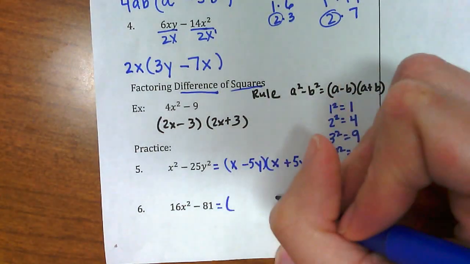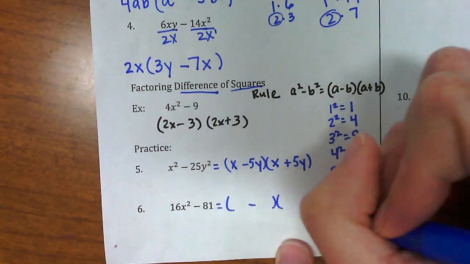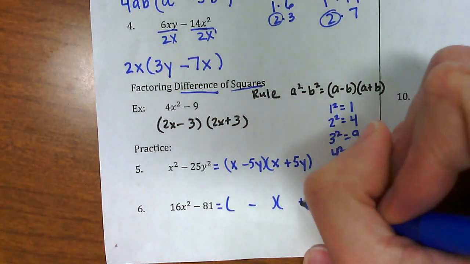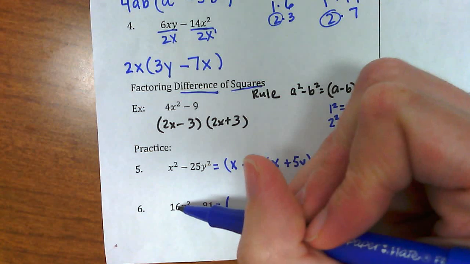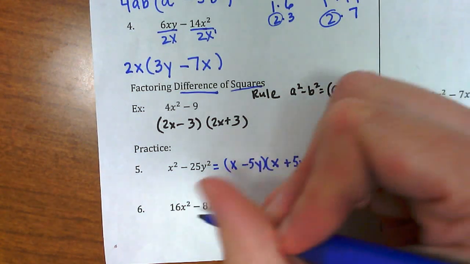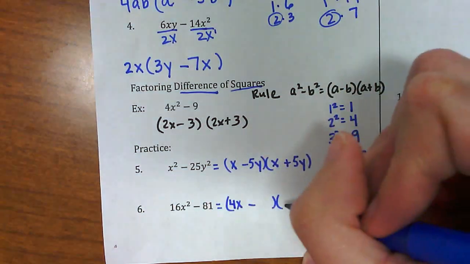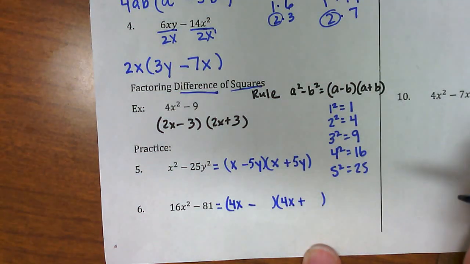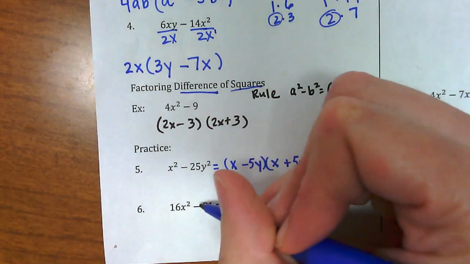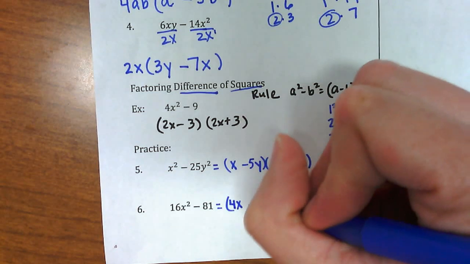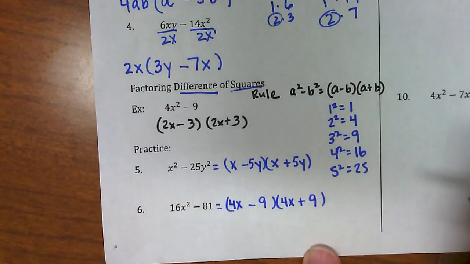All right, next, start with your parentheses, a minus and a plus. Square root of 16 is 4. Square root of x squared is x. So 4x is our first term. Square root of 81 is 9. So that's our second term.